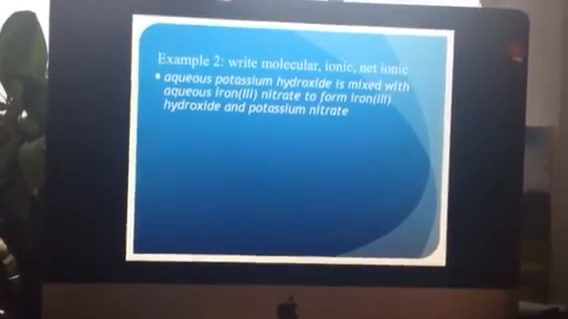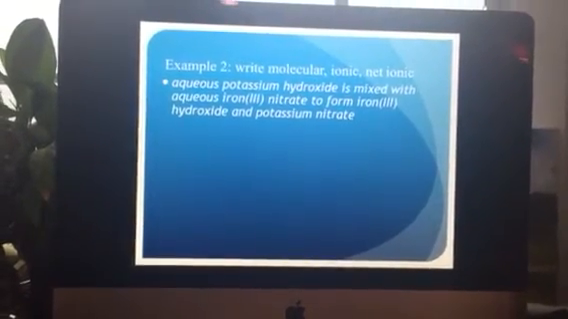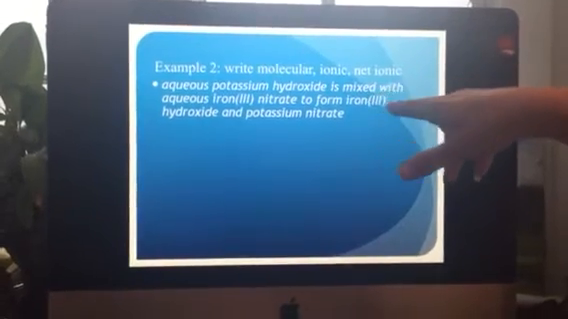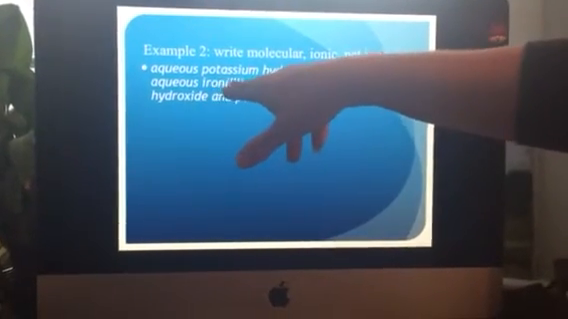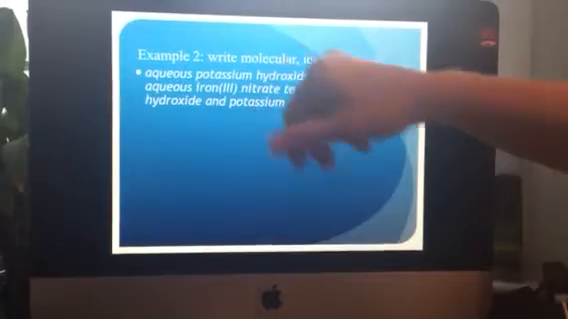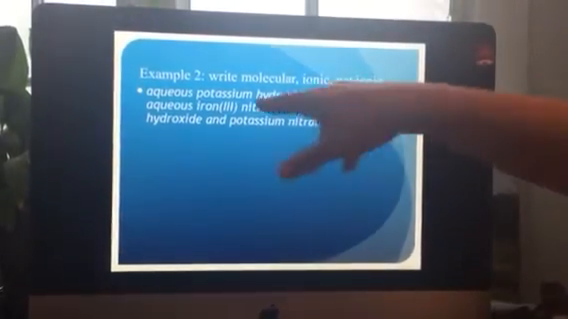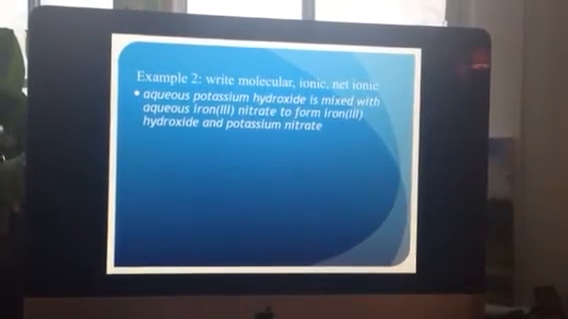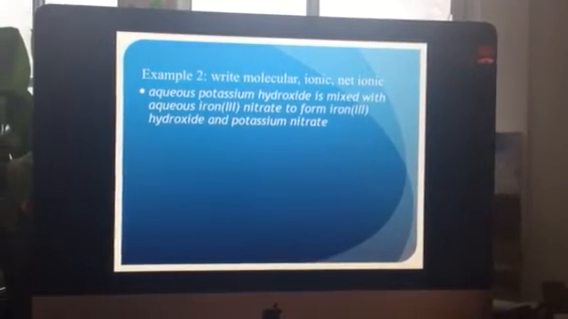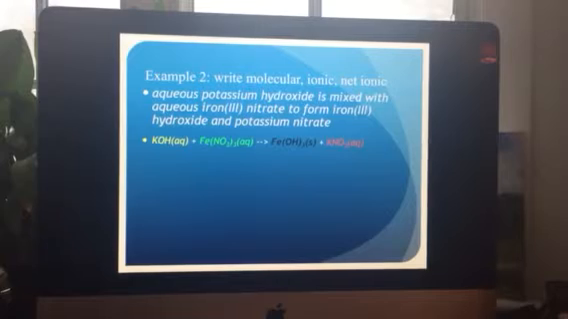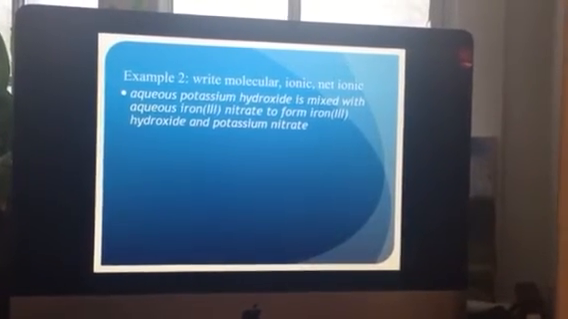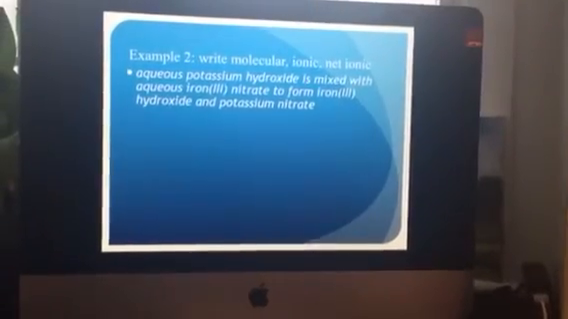All right, let's try another. Everyone should be doing this on their own at home in their notebooks. Aqueous potassium hydroxide is mixed with aqueous iron(III) nitrate to form iron(III) hydroxide and potassium nitrate. In fact, I didn't even need to tell you that product. You should be able to figure that out on your own. Take a look at your solubility table. Figure out what the precipitate will be. All right, Katie, show us how you do it.